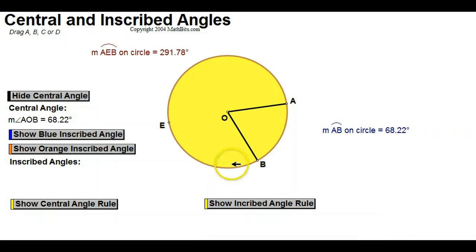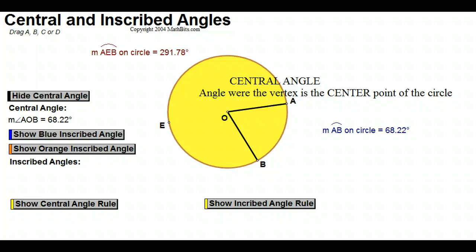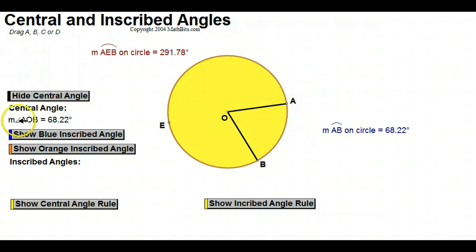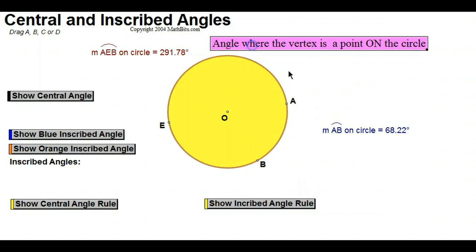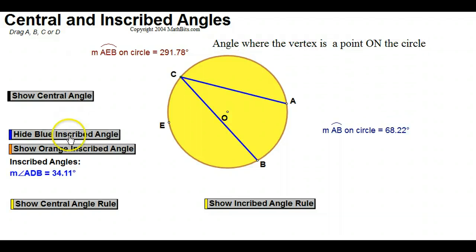So now we're going to take a look at another type of angle that's in a circle, where the vertex is not the center of the circle, but where the vertex is on the circle. So let's get rid of the central angle and let's take a look at an angle where the vertex is a point on the circle. And so we call these type of angles inscribed angles. And as you can see here, now we have a different angle because now the vertex is no longer on the center of the circle. The vertex is on the circle. So this is an inscribed angle.